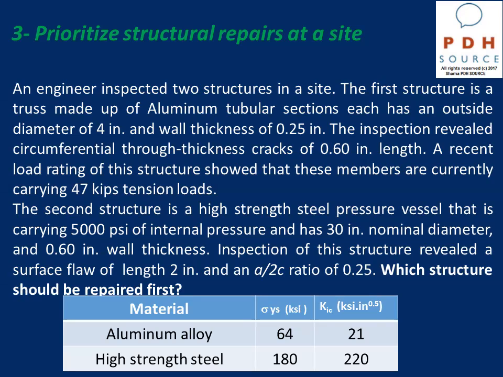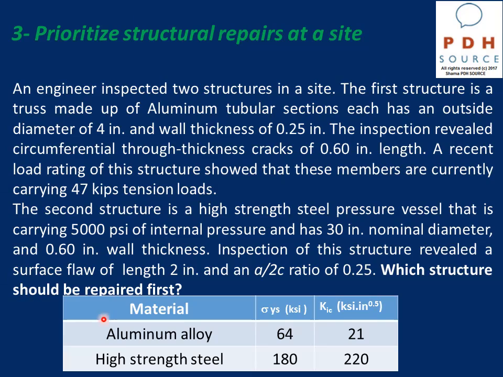The second structure he inspected is a high strength steel pressure vessel that is carrying 5000 psi of internal pressure and has 30-inch nominal diameter and 0.6 inch wall thickness. Inspection of the pressure vessel revealed a surface flaw of length 2 inches and an a/2c ratio of 0.25. Now, which structure should be repaired first according to this information?